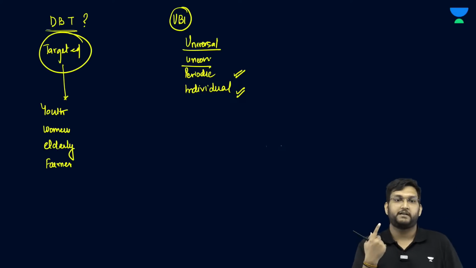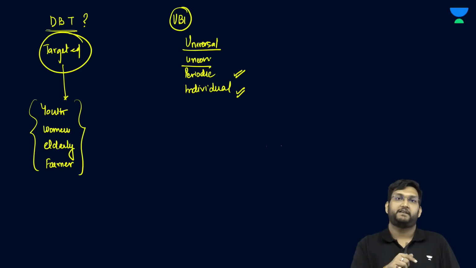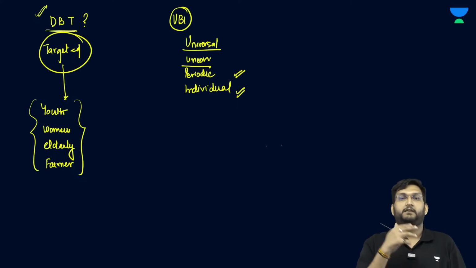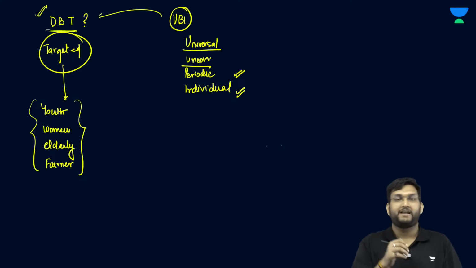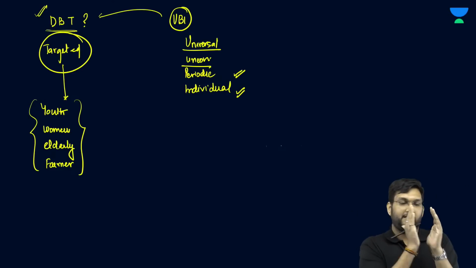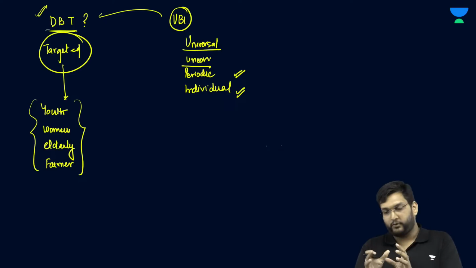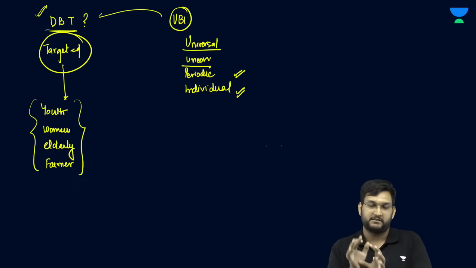You and me will not get it because we may not fall under this category. So, by definition, direct benefit transfer is not UBI. So, we can't argue that UBI exists in India. So, UBI, that is why I gave you the definition: unconditional, universal, periodic, individual. Therefore, DBT will not be eligible for it.